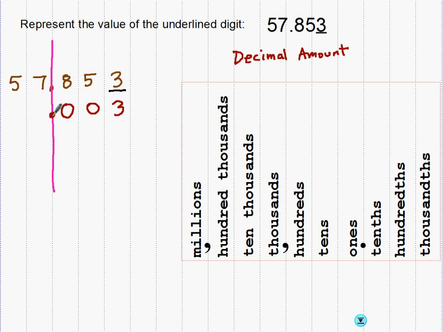And I have to place my decimal point. Remember, this is a decimal amount, so I have to include the decimal. And then we always include a leading 0. So 3 1,000ths, the value of that digit represented as a decimal amount, would be 0.003, 3 1,000ths.